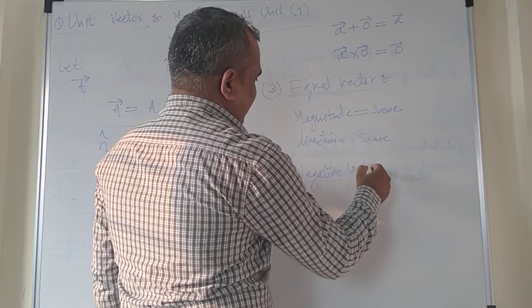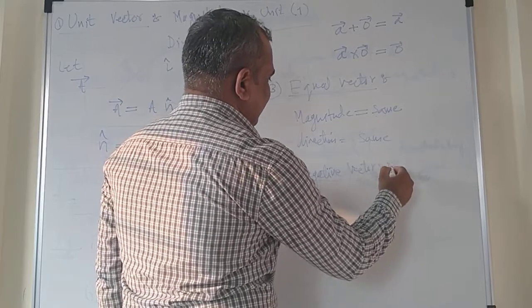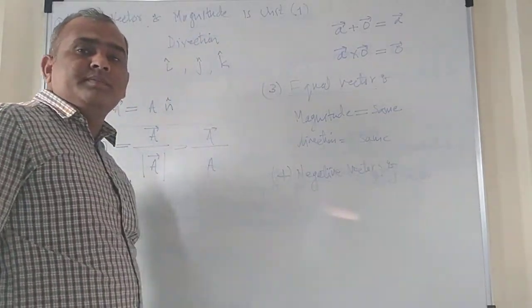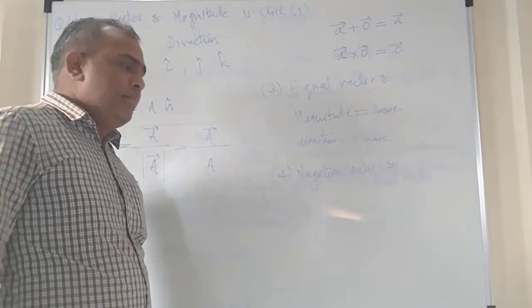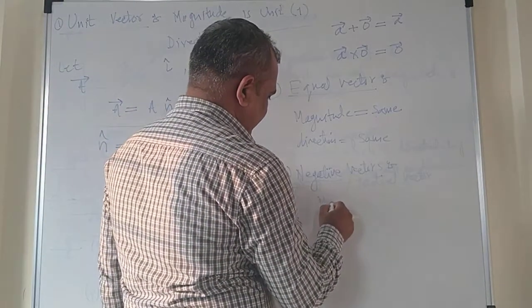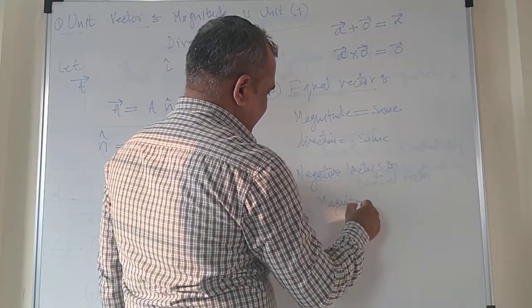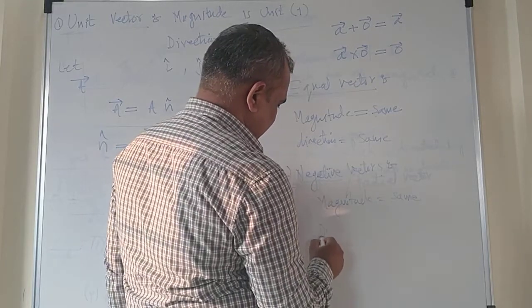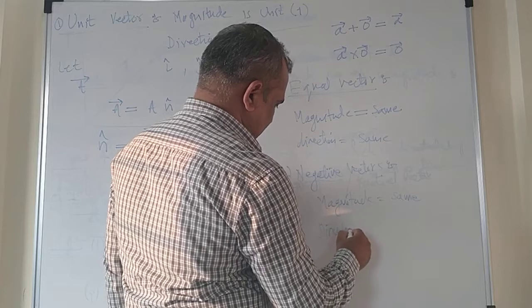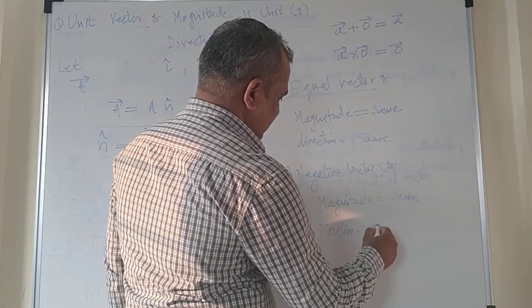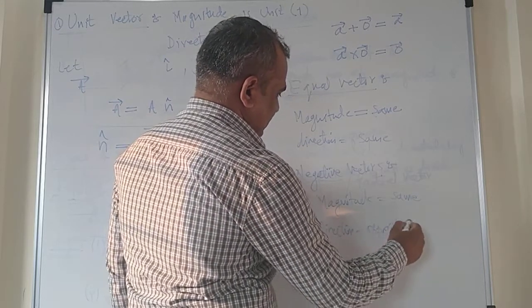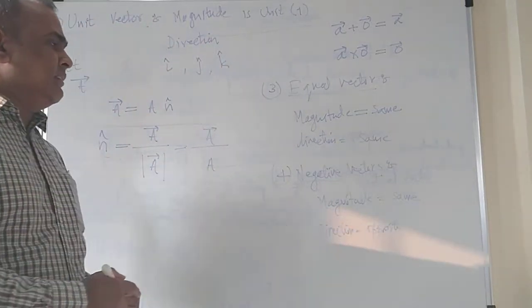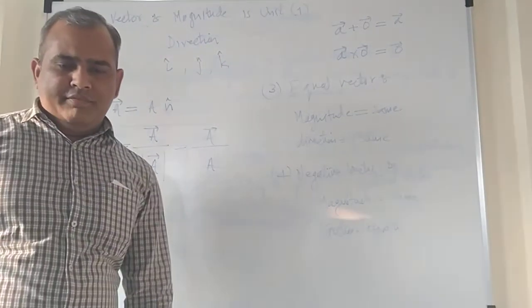Negative vector. Negative vectors are the vectors whose magnitude is the same, but direction is opposite. Then this kind of vectors are called a negative vector.